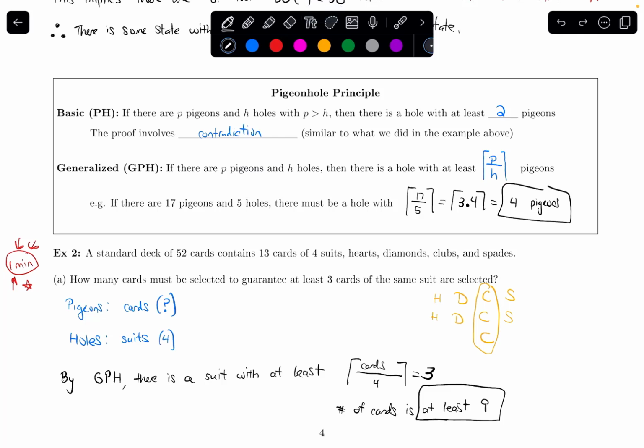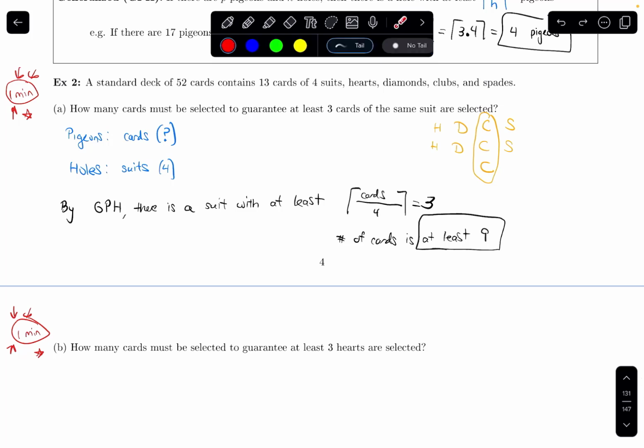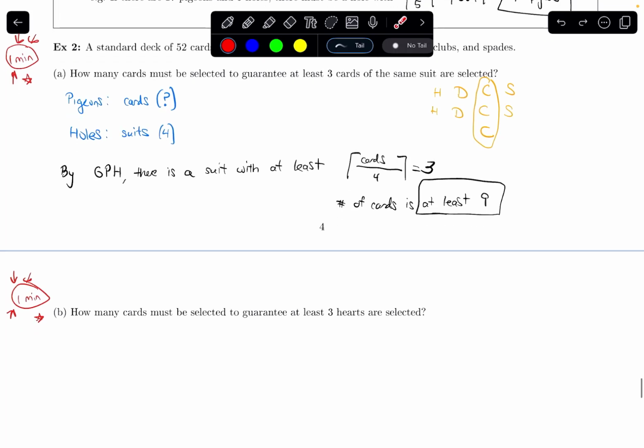Okay, so let's end with one related example, which says, how many cards must be selected to guarantee at least 3 hearts are selected? So now it's not just saying 3 cards of the same suit, we're specifically saying that they have to be hearts. So I want to have you try this first. So pause the video for a minute. In 4, 3, 2, 1, pause it and try it. All right, so hopefully you tried it. Let's talk about it now.